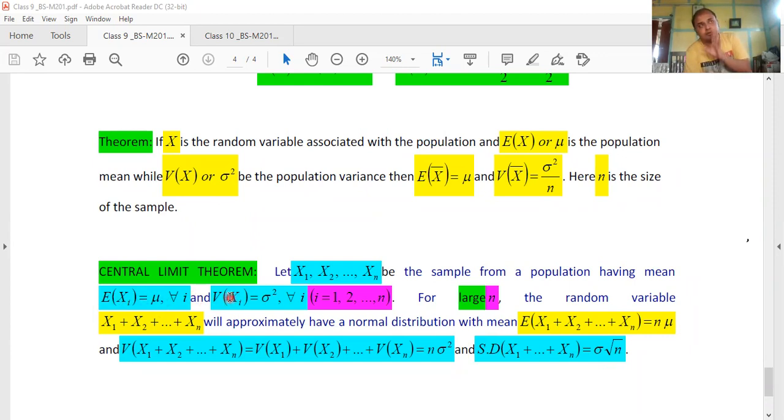Okay, just a minute. I am stopping my recording right now because less than 1 minute is left. We are going to study central limit theorem in the next session. Okay, so let us stop for now because the session will suddenly end.